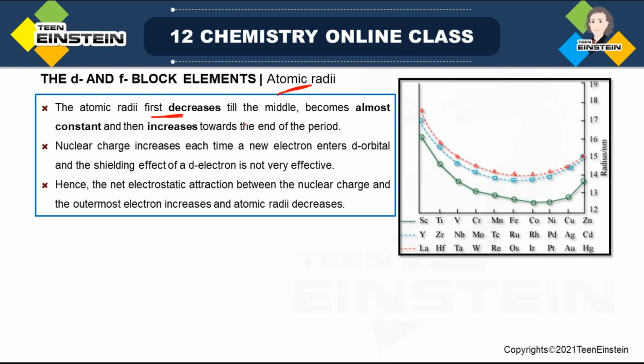The atomic radii first decrease till the middle and then become almost constant, then increase towards the end of the period. Now here the green line is for the first transition series, the blue line is for the second, and the red line is for the third series. Okay, and on the y-axis we have all the radius values in nanometer unit. So see, for all three series, first there is a decrease, then if you focus on the middle part, it is almost constant, right? Then again there is an increase.